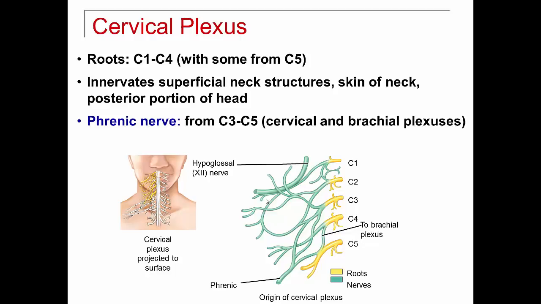One important nerve that originates as part of the cervical plexus is called the phrenic nerve. The phrenic nerve arises from the cervical plexus with some contribution from C5, as you can see here. C5 is part of the brachial plexus. This nerve is important as it innervates the diaphragm, which is central to the breathing process.